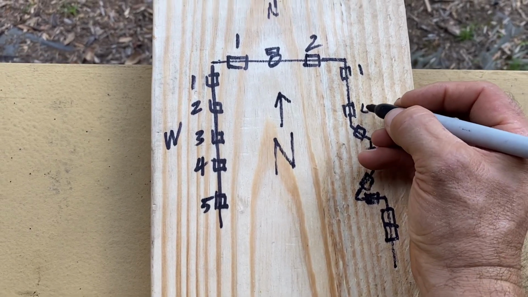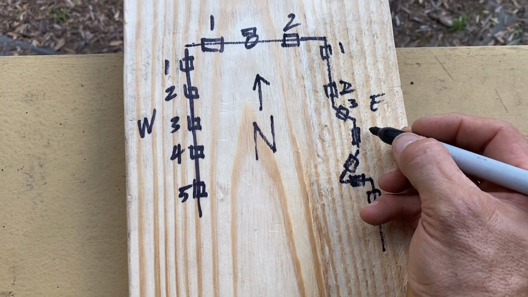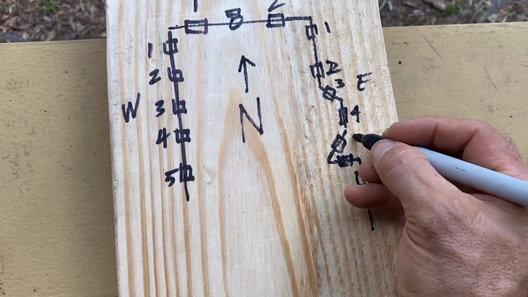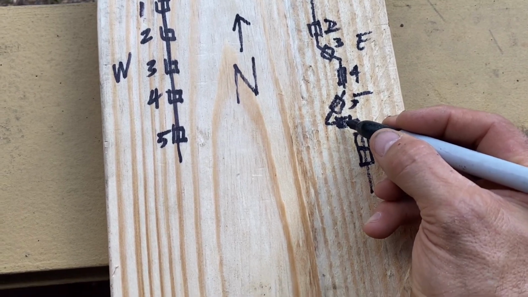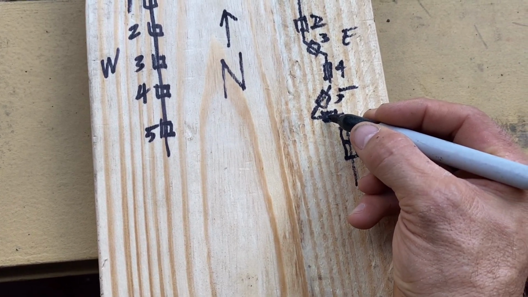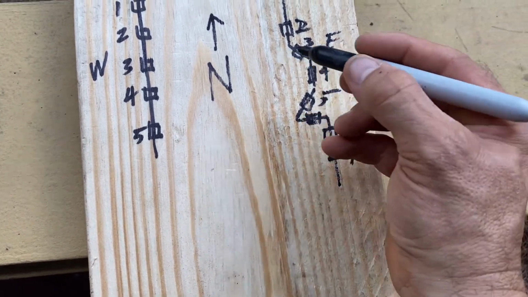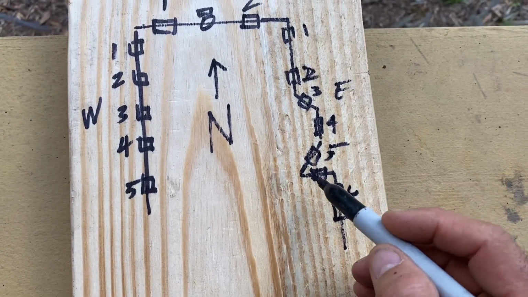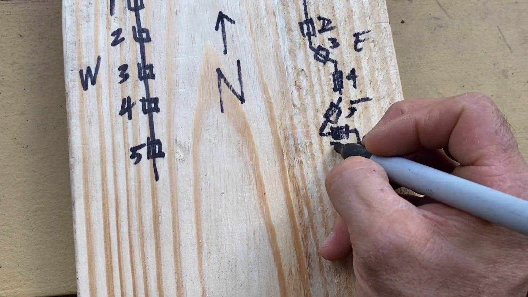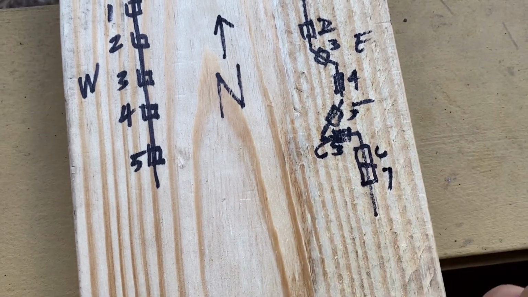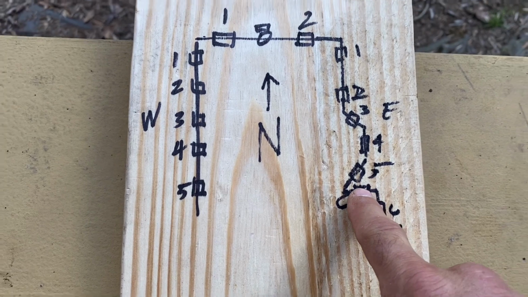E1, E2, E3, E4, E5. Oh, what am I going to do with that one? I'll come back to that one in a second. That's not on the east side. E6 and E7. This is on the north face, right? So I'm going to have 1, 2, and this is going to be my third window there. That's N3 right there.